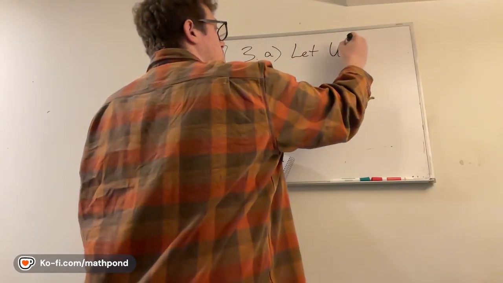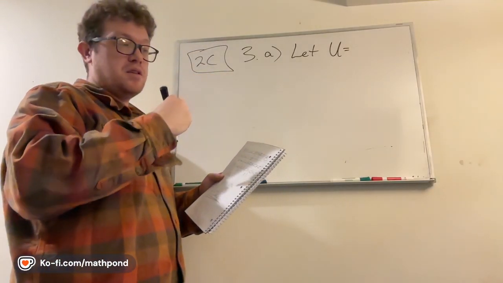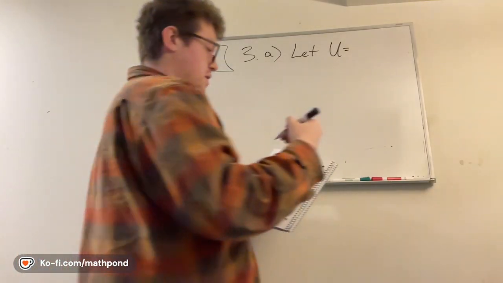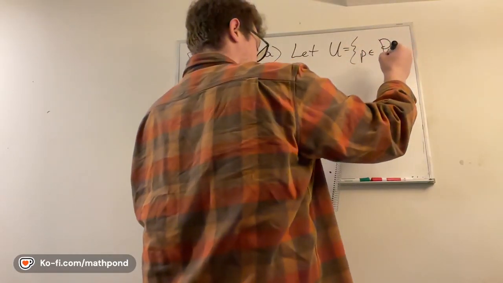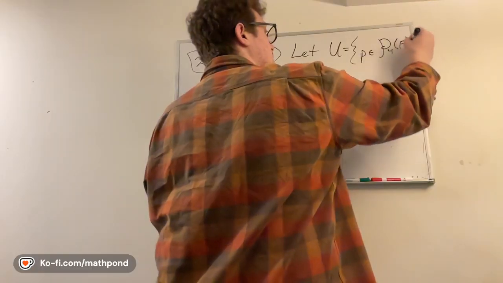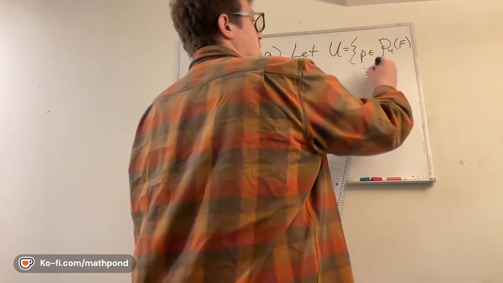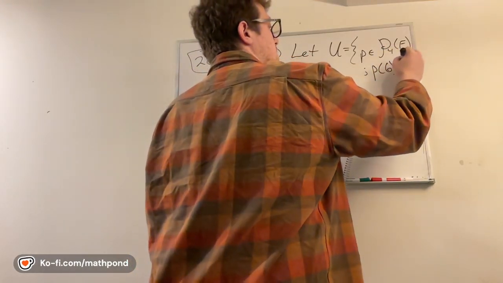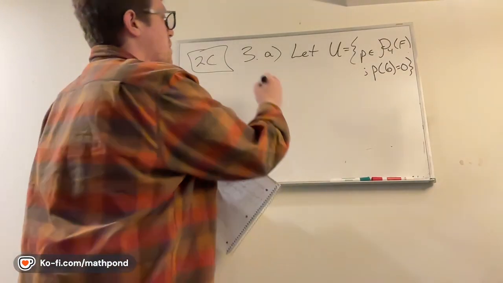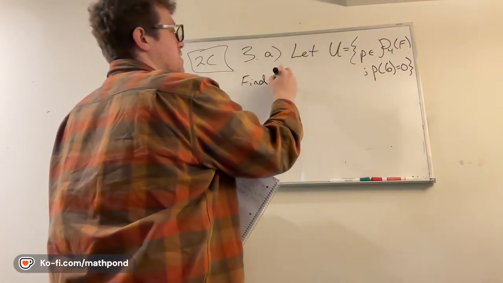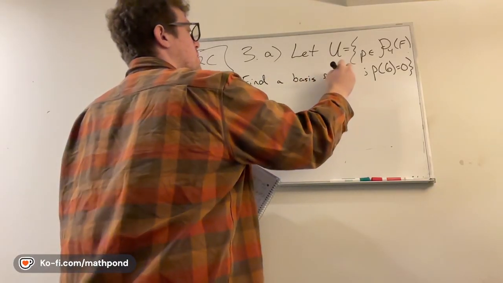So we have U, which is all polynomials where if I plug 6 into the polynomial, I get 0. So it's all p in P4(F) such that, that's my little semicolon, p(6) = 0. And we want to find a basis for this subspace U.